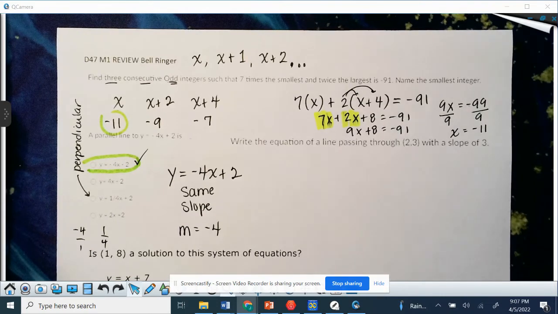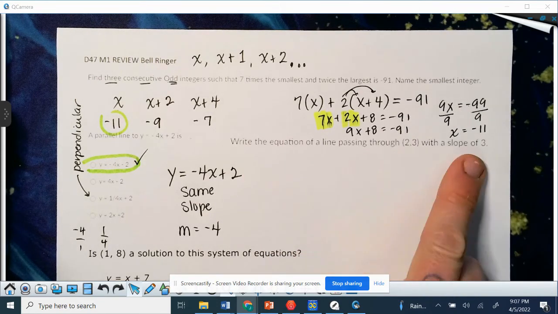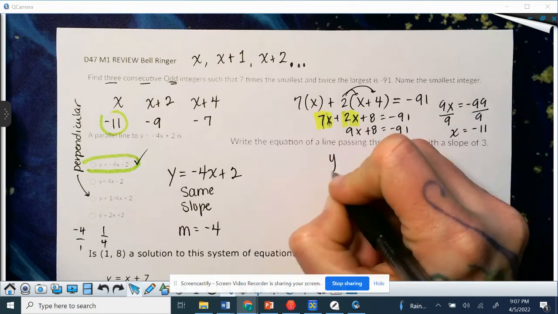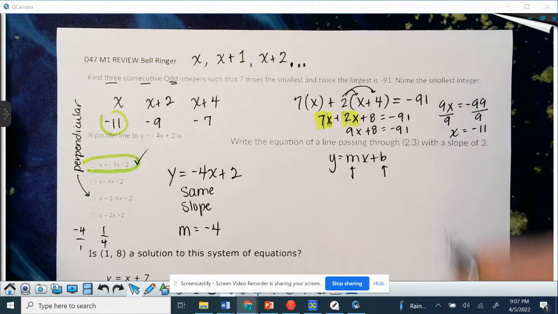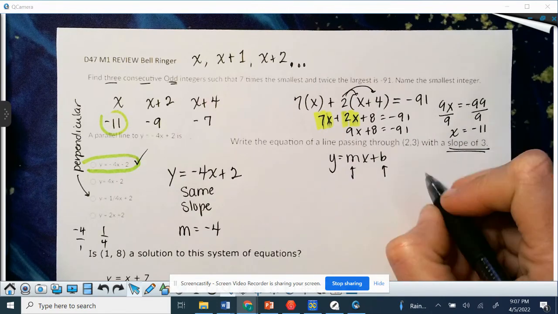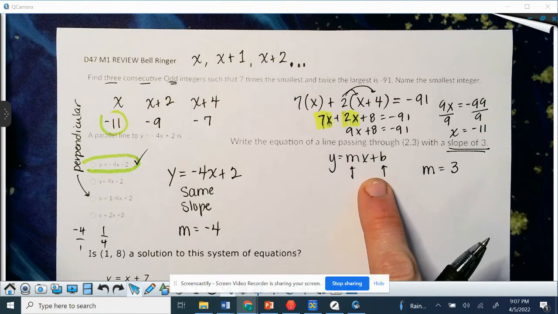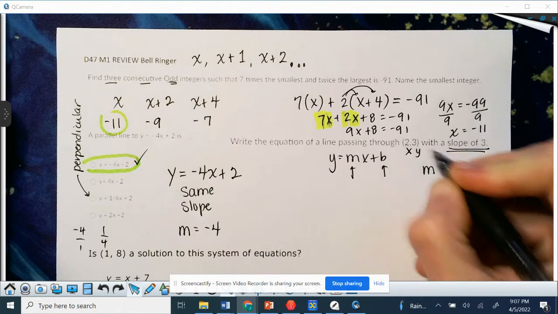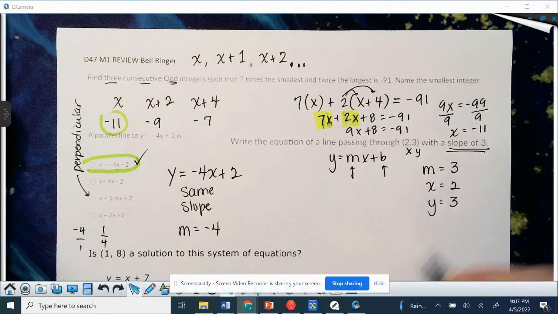And again, if you want to reference your quiz yesterday or your bell ringer yesterday, that's where these questions are coming from. So write the equation of a line passing through 2, 3 with a slope of 3. The 2 things you need for y equals mx plus b to write your line is your slope and your y-intercept. We have our slope. So m equals 3. So that means we're missing our b. But we do have an x and a y value. So x equals 2 and y equals 3 as well. So we're going to plug in what we have and solve for b.